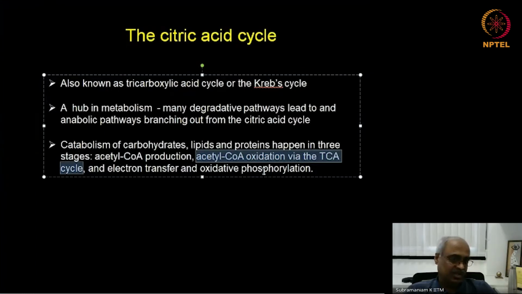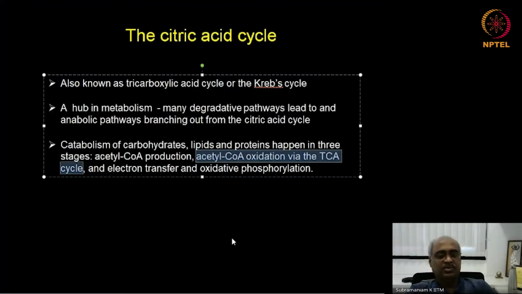Okay, so again the 3 steps are: the first is from the macromolecules you produce acetyl-CoA, then the acetyl-CoA is oxidized via the TCA cycle, and in that process electrons are abstracted, and those abstracted electrons in the third step flow via oxidative phosphorylation to oxygen. So these are the three major steps of biological oxidation.